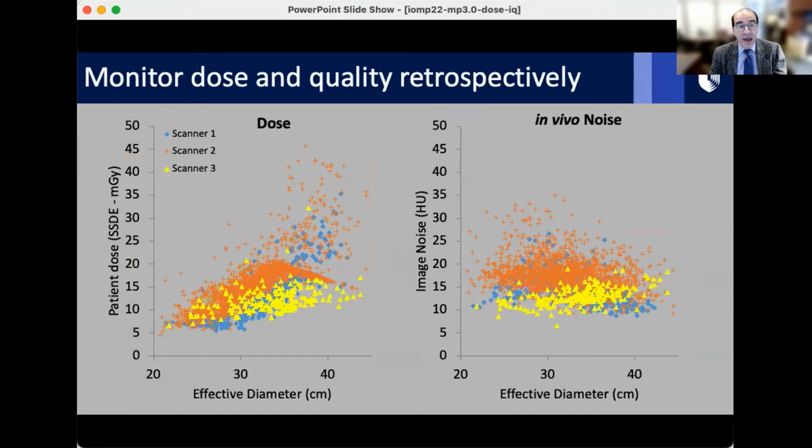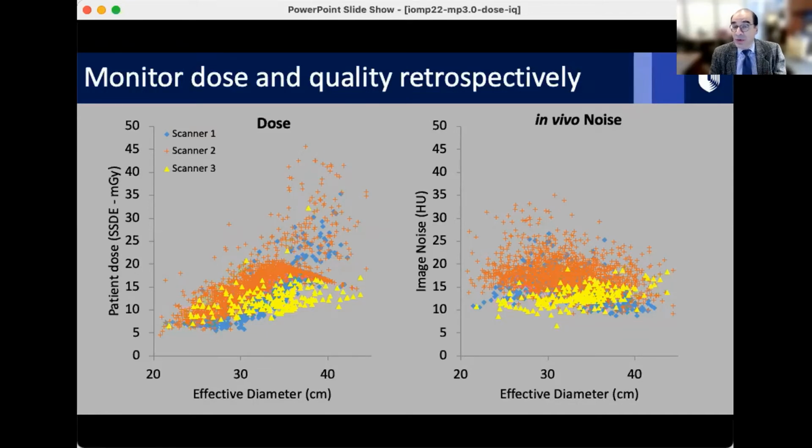On the left, I have the dose. In this case, it is characterized in terms of SSDE, not the most patient-specific thing that I was mentioning, as a function of diameter for 3 different types of scanners. And on the right side, I have in vivo noise across different scanners as a function of patient diameter. You see there is a significant variability in that noise space, right? This is the real noise. This is not the noise of a phantom. If you measure the noise of the phantom, you get only one line.